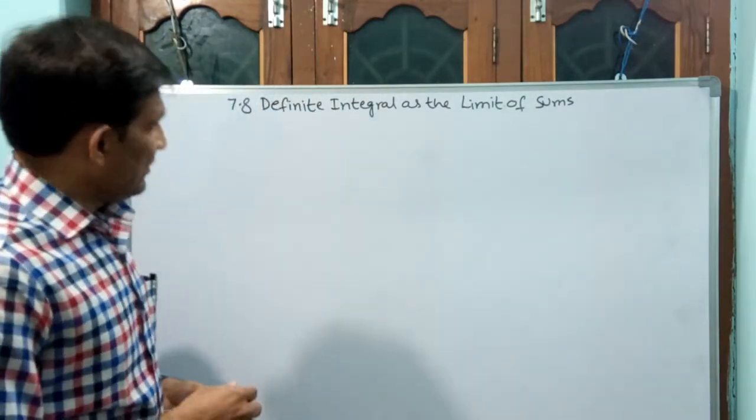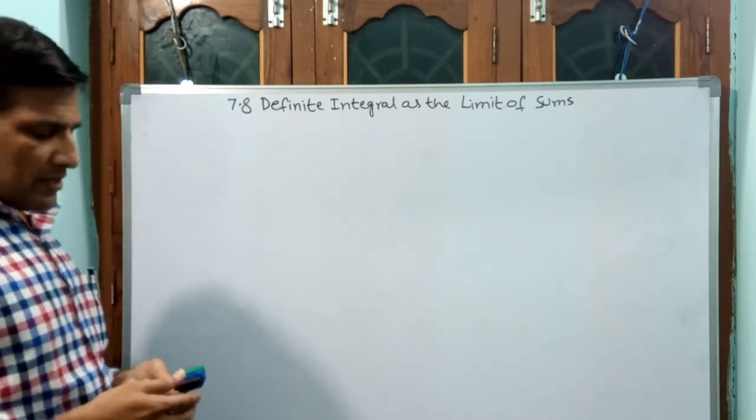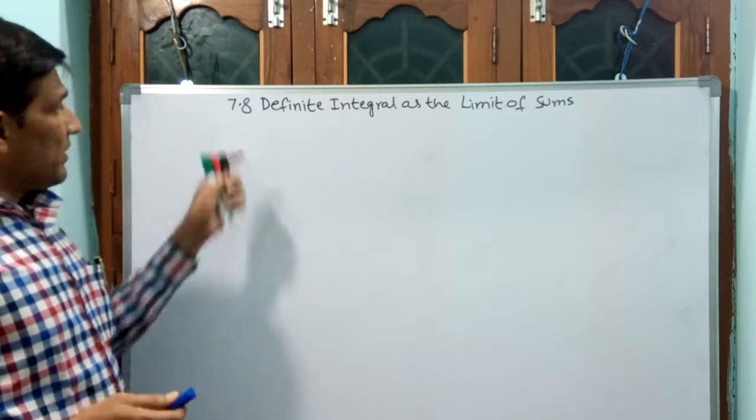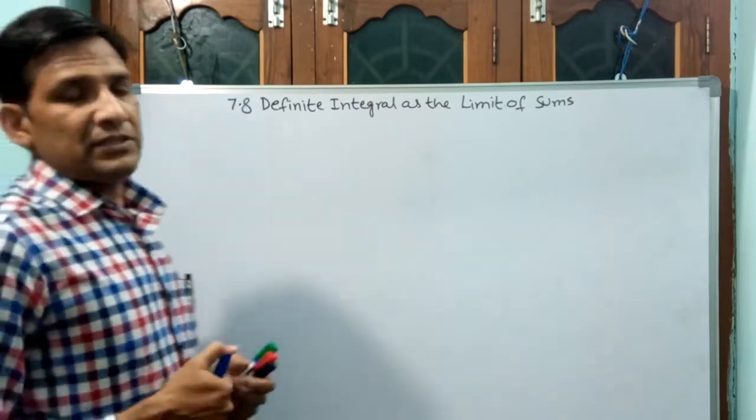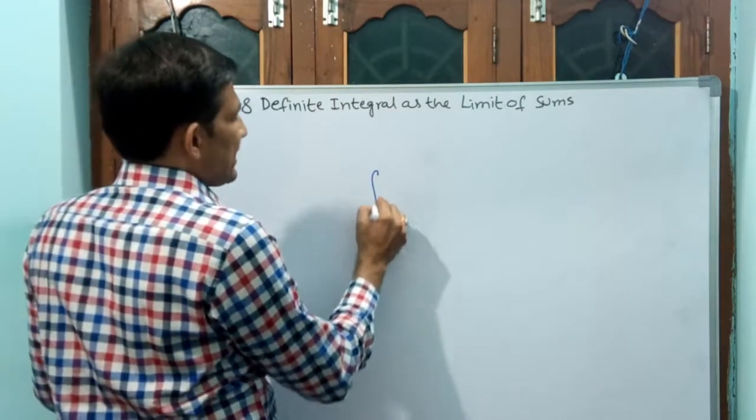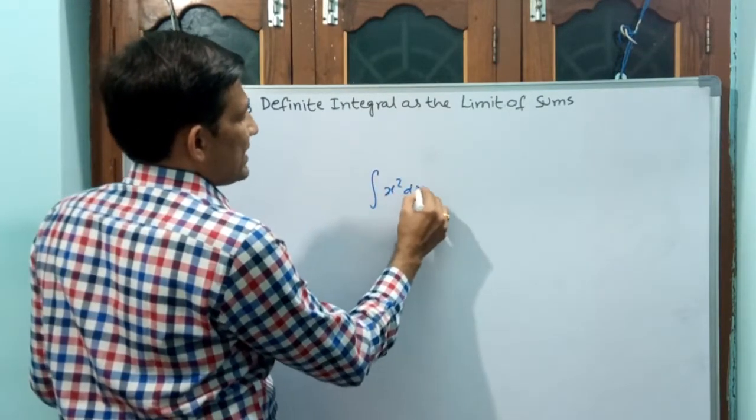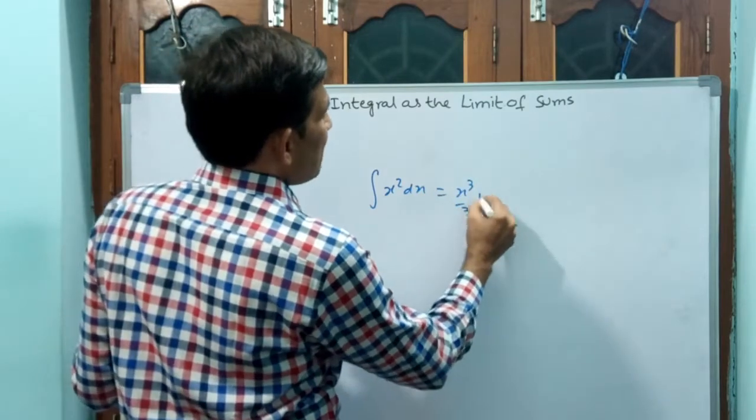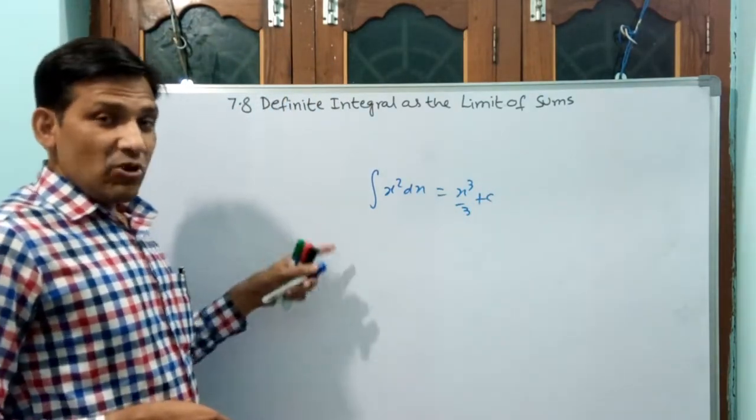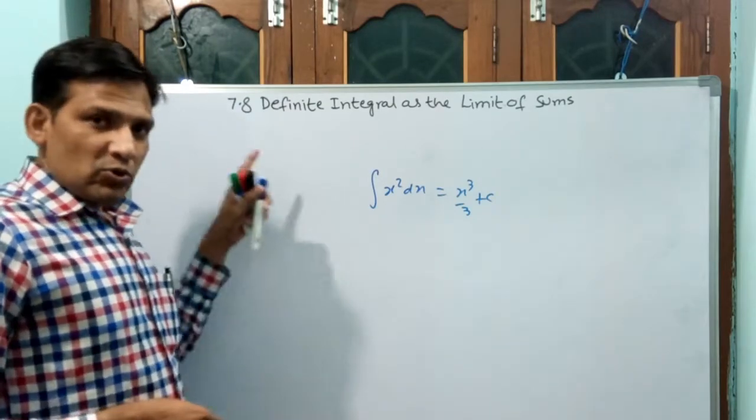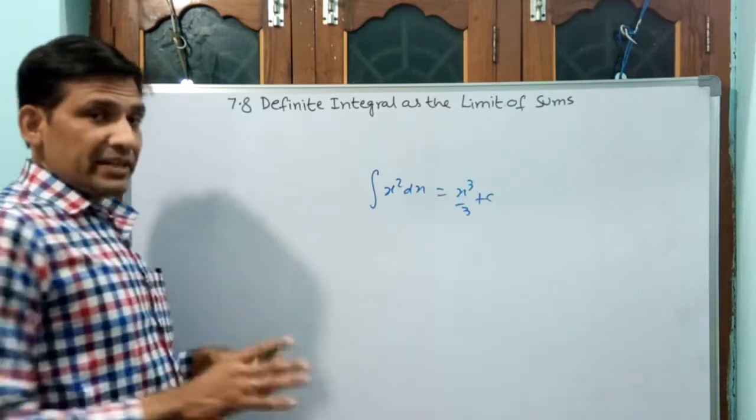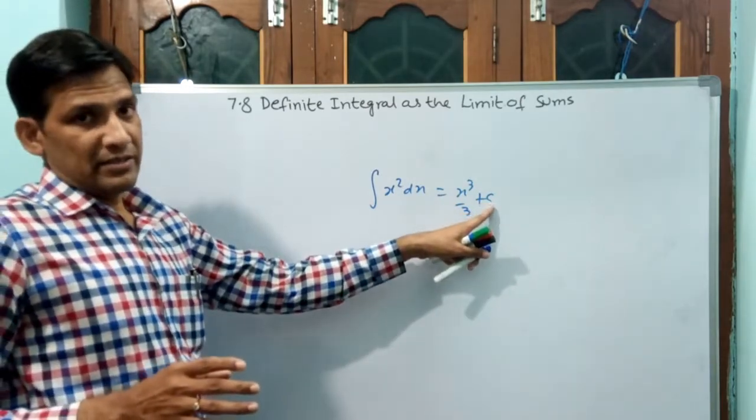Let me write the formula, or else we will see the graph first. What is a definite integral? Earlier we did normal integrals. Whatever the integral may be, integral of x square dx is equal to x cube by 3 plus c, we were writing. Why? Because this is not definite. This is called indefinite integral. Because it is indefinite, we were writing the constant c. But in a definite integral, we will not write this constant.